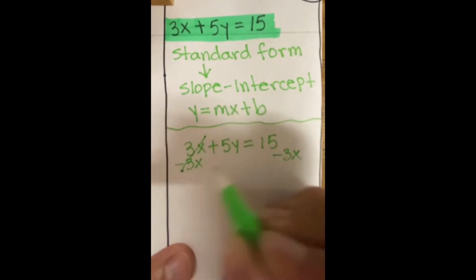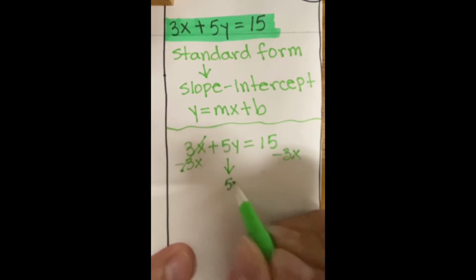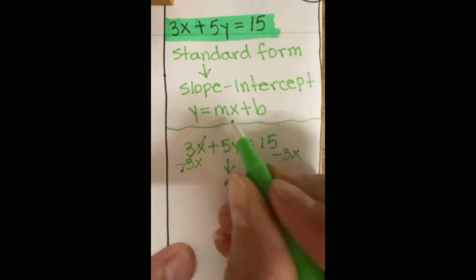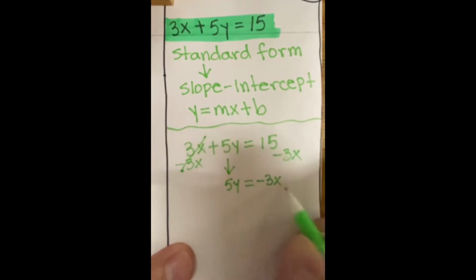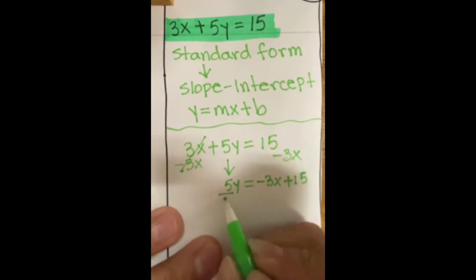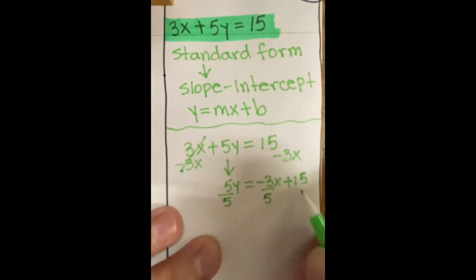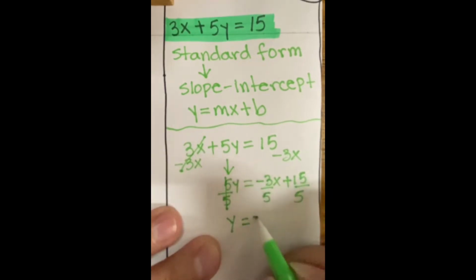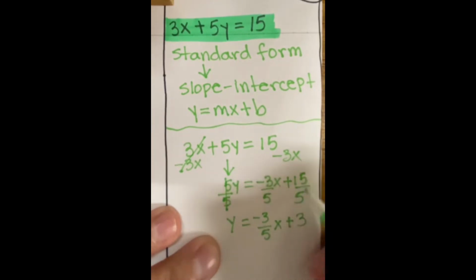This is going to be 0. Bring down the 5y. Then equals, I'm going to write the slope first, just because it follows this format. So -3x, then the b plus 15. Then I'm going to go ahead and divide everything by 5 to leave the y alone. And so we're going to get y equals -3/5x plus 3. Okay, 15 divided by 5 is 3. 5 divided by 5 is 1.